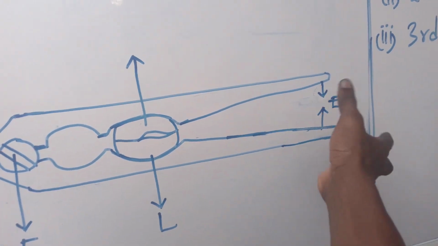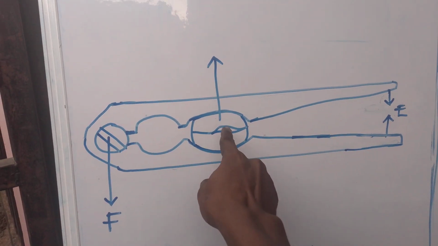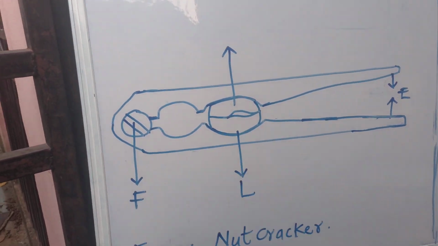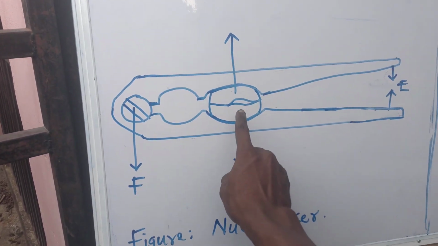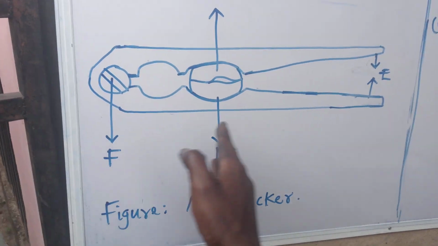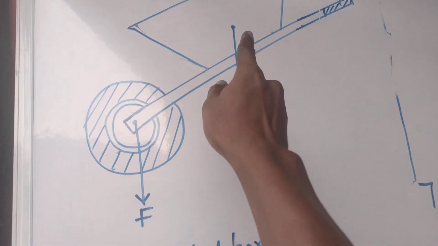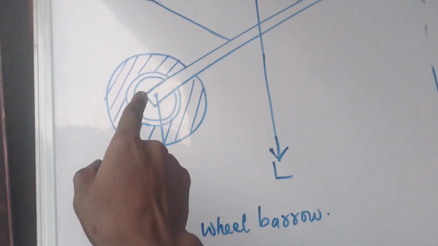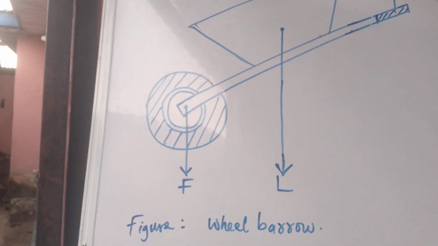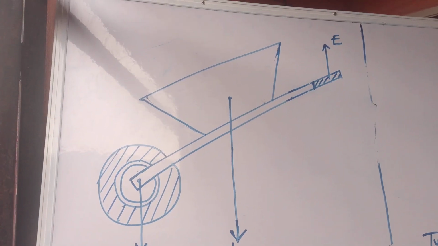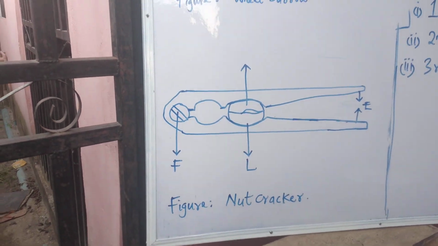Now the effort is applied at the handle. When you press this, you'll be able to crack this nut. The nut is the load that stays in the middle. So the nutcracker is a perfect example of a second order lever because the load always stays in between the fulcrum and the effort. And for the wheelbarrow, you see that the load is here, staying in the middle, in between the fulcrum and the effort. The load is always between the fulcrum and the effort. That's for the wheelbarrow.